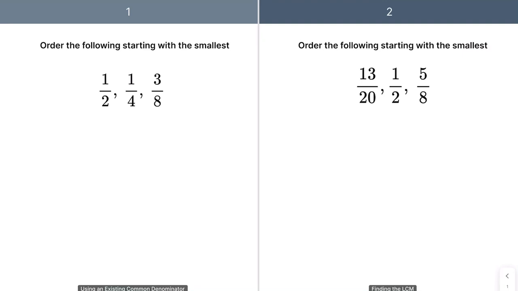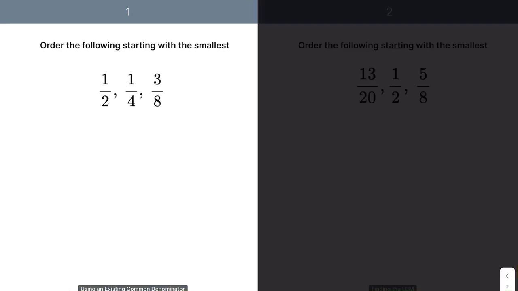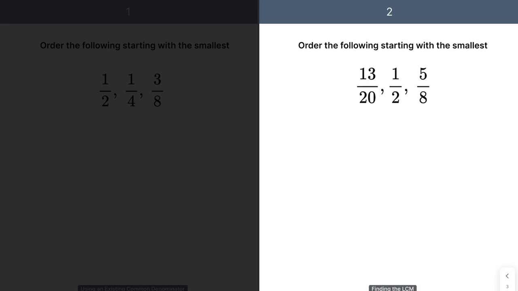Ordering fractions is what we're going to look at in this video. It's split into two parts. We're first going to start off by looking at some rather simple examples to do with ordering fractions, where we have an existing common denominator that we can use. And then we're going to look at slightly harder examples where we have to find a lowest common denominator.